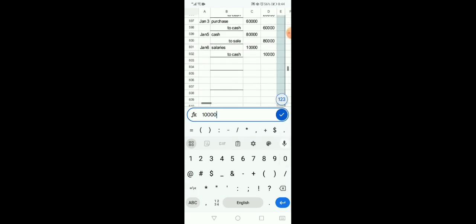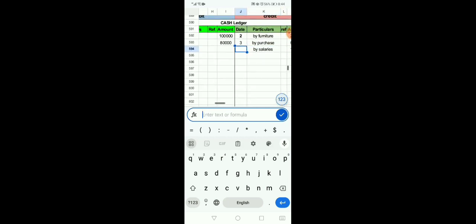After completion of fifth entry, we are on January 6, where there are two elements, but only one element to be posted, that is cash. It is credited by 10,000. So we will go to the credit side, put 10,000 in amount column, and for reference, see what is written on the opposite side, that is salaries. So you are going to write salaries over here as a reference. What is its date? That is January 6. Put 6 over here.